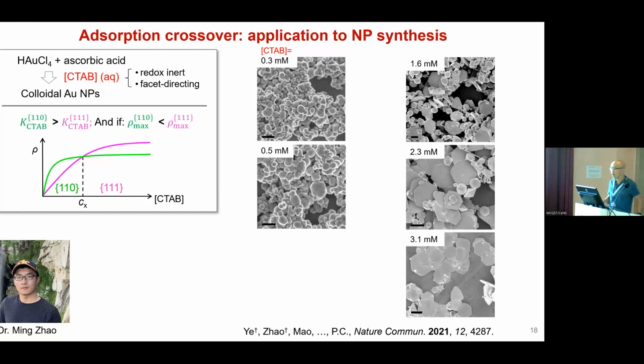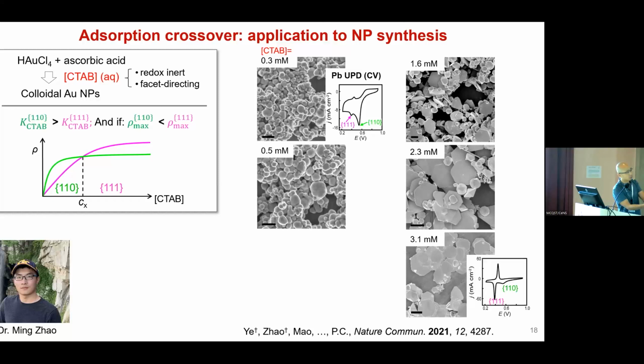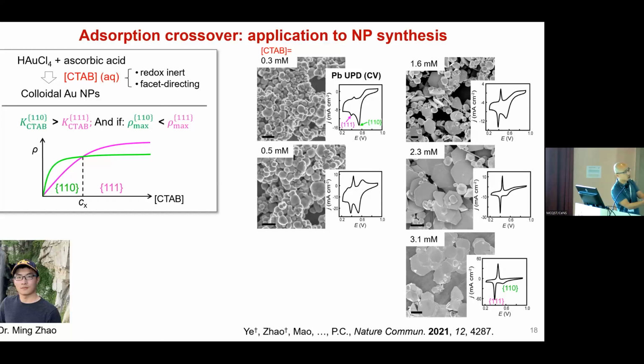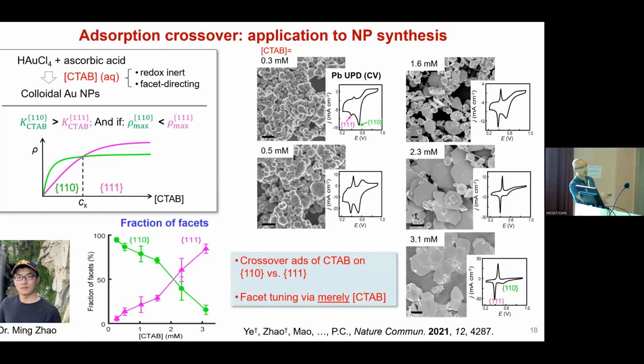You can do so-called lead underpotential deposition. In this cyclic voltammetry, you can actually resolve the 111 facet and the 110 facet. So at this particular low concentration of CTAB, the 110 facet is the dominant one. But at a high concentration, the 111 facet is the dominant one. And with increasing concentration, you have a progression, okay? You can analyze this data, and you'll see that the fraction of surface of the 111 facet increases, the 110 facet decreases, and they have a crossover, okay?